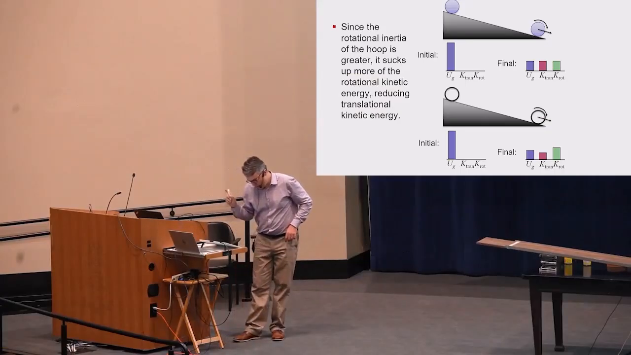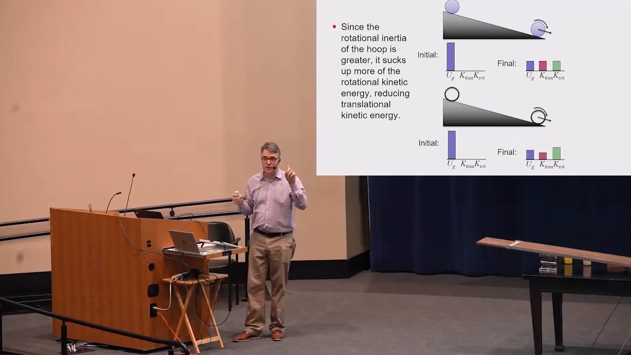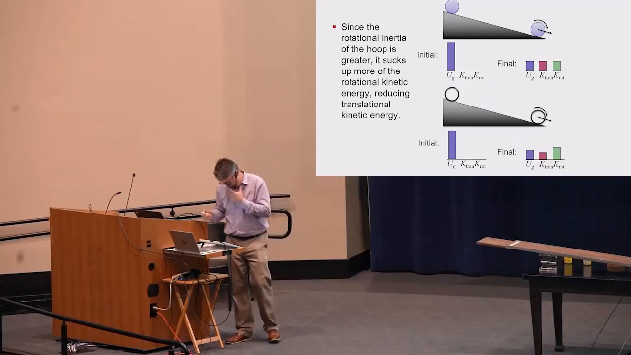Since the rotational inertia of the hoop is greater, it sucks up more of the rotational kinetic energy, thereby reducing the translational kinetic energy, the 1/2 mv squared. So that's going to reduce the v, I think.